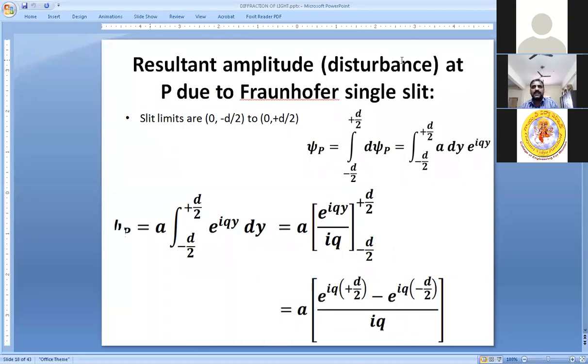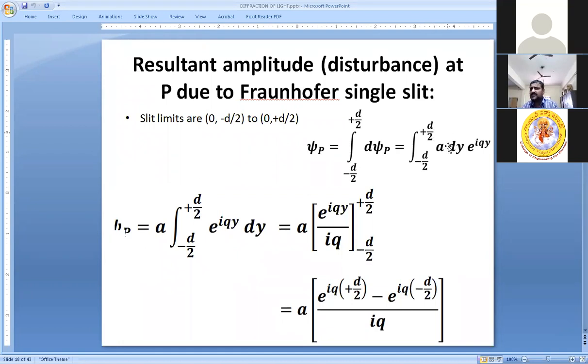Now, I am trying to calculate the resultant disturbance. Here I am using the word disturbance. Disturbance means something like amplitude, the amplitude of light received at point P. So now I'm integrating d psi p to get the psi p. d psi p is a differential and psi p is the full function. So in order to get the full function, you must integrate this d psi p from minus d by 2 to plus d by 2, right? As I know, d psi p is a dy e power iq by, I am simply integrating it from minus d by 2 to plus d by 2, right?